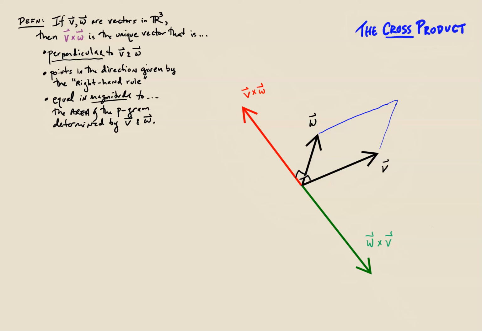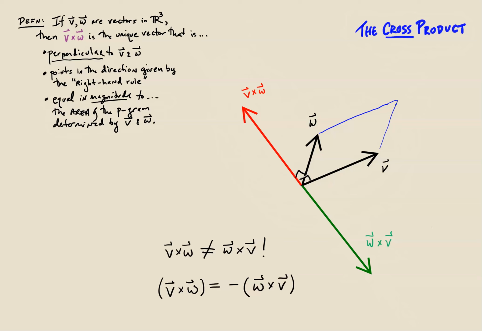I hope you noticed the implication here for the algebra of the cross product. We've just shown that V cross W is not equal to W cross V. That means the cross product is not commutative. In fact, the cross product is non-commutative in a particularly interesting way. What we see is that V cross W is not only not equal to W cross V, but it is equal to the opposite of W cross V.